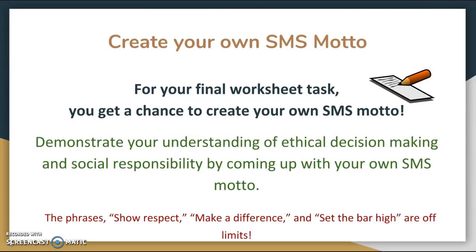So teachers, if there's any time left at this point, we'd like students to take a moment to create their own SMS motto. So you can demonstrate your understanding of ethical decision making and social responsibility by coming up with your own SMS motto of what that looks like. Remember that the phrases show respect, make a difference, and set the bar high, those are off limits. Those are already taken. So this is just your time to be creative and also show that you understand a little bit more today about how to be a person who makes ethical decisions and is socially responsible.